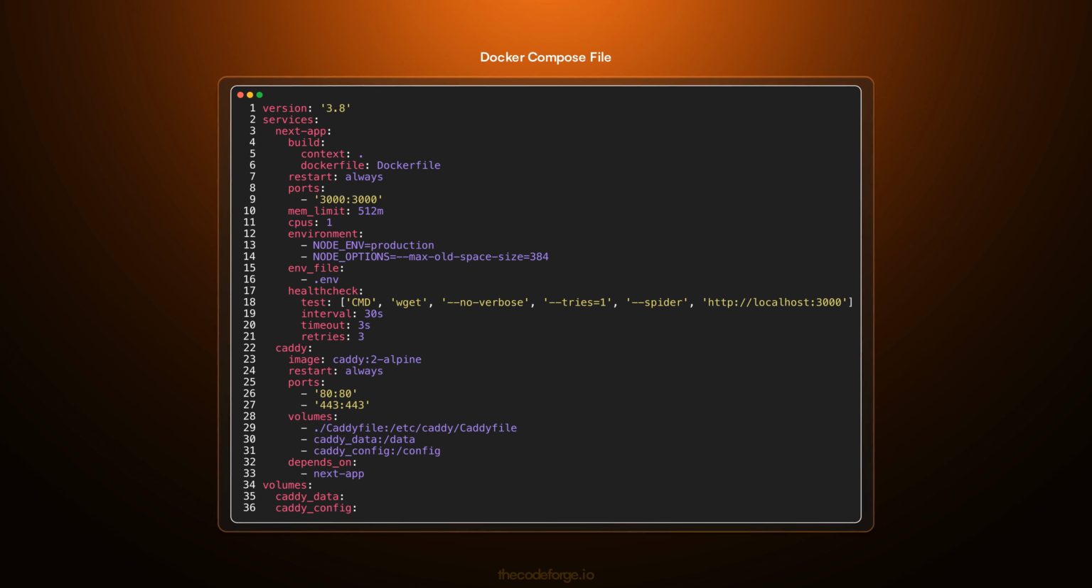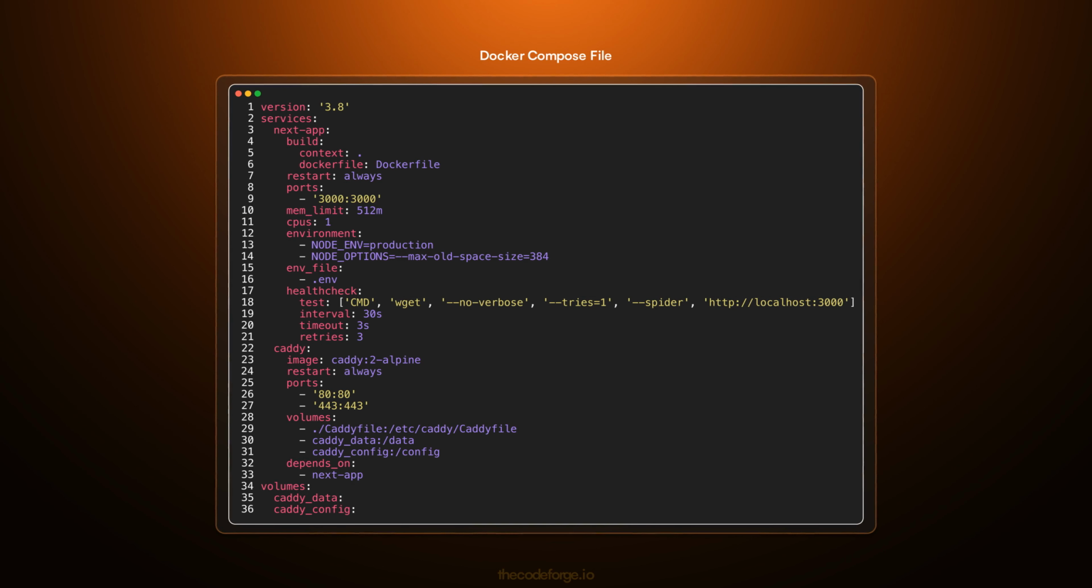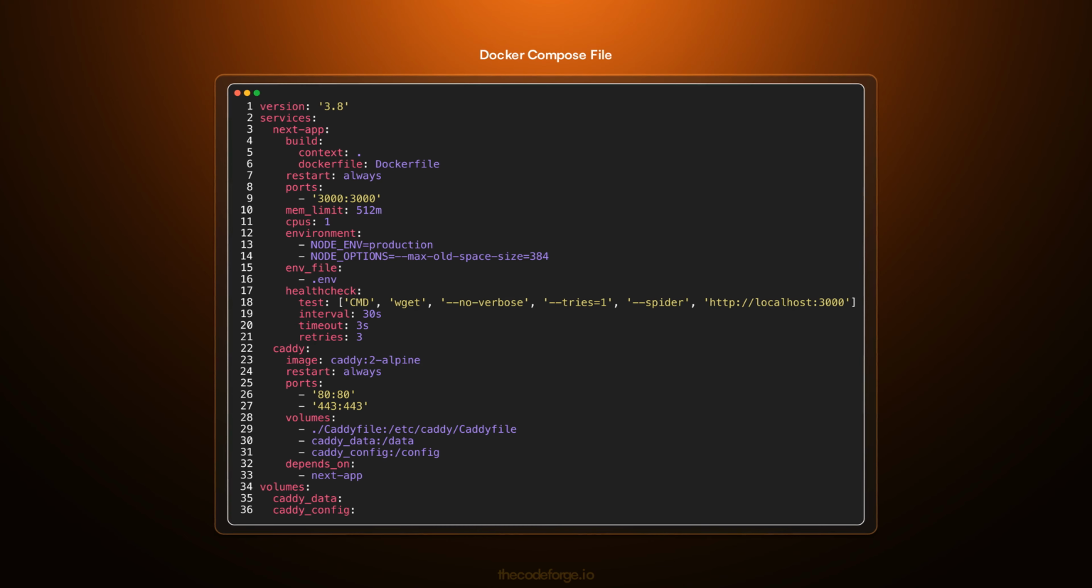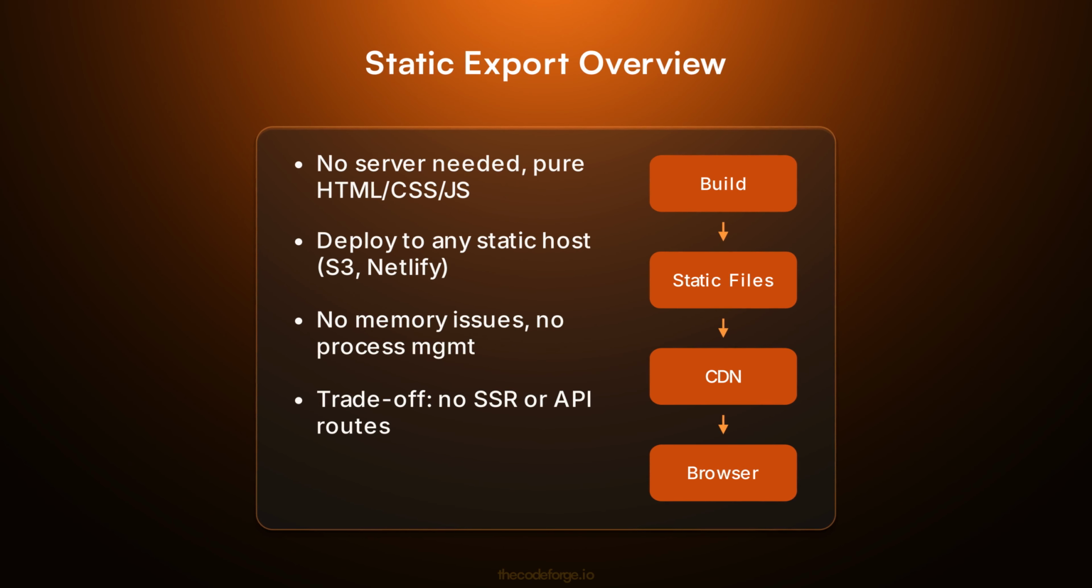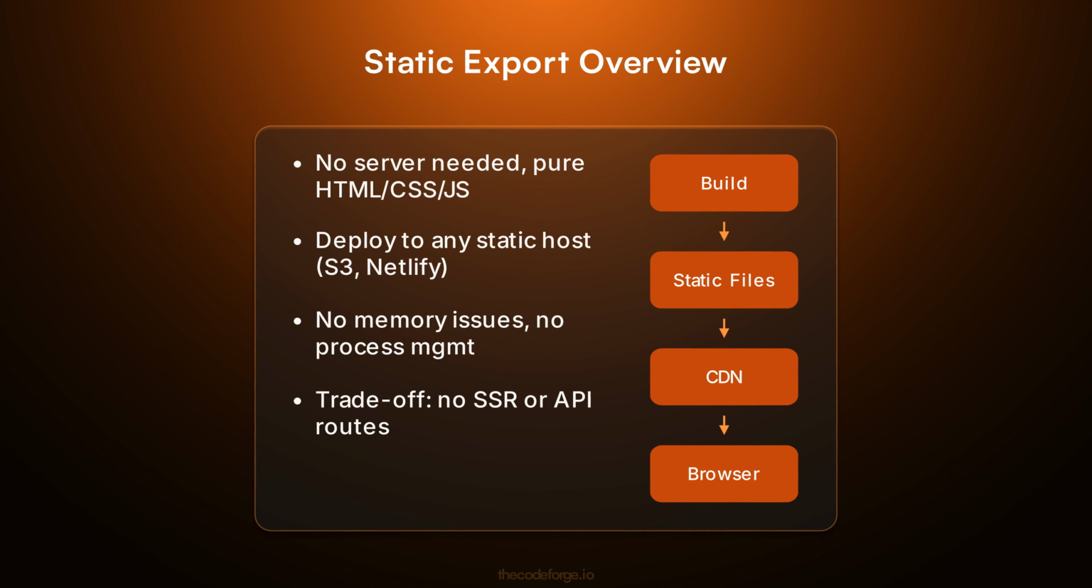This Compose file defines 2 services. The Next.js app has a memory limit of 512 MB and a health check. Caddy handles SSL and proxies requests. Both restart automatically on failure. If your app doesn't need server-side features, static export is the simplest deployment. It generates HTML, CSS, and JS files that can be served from any content delivery network.